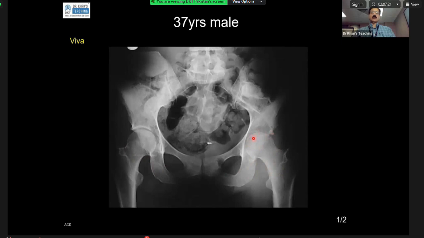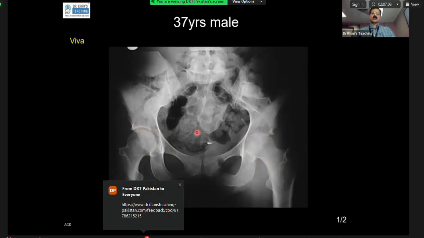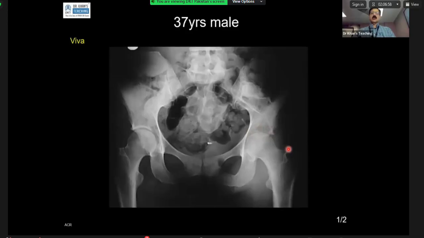Joint space is reduced. And then look carefully. The key finding is the acetabulum. Look at this acetabulum. It is crisp and sharp. Look at this articular surface. Here, that is gone. And if you look carefully, there is this bony destruction. There is a lytic lesion, actually, on the acetabular component.